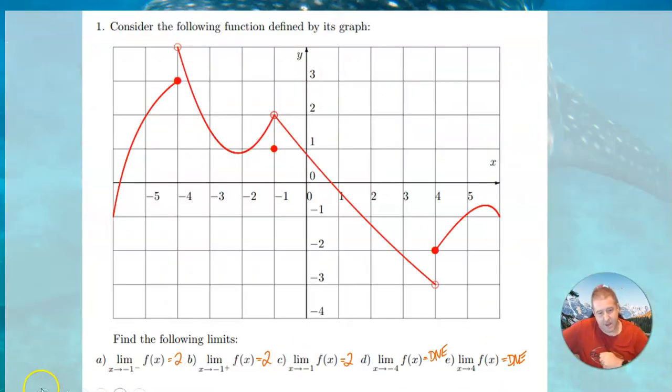All right, so like I said, if you check through my notes on Canvas, you're going to see lots of examples like this, with lots of different types of graphs, piecewise graphs mostly. And you can test yourself to see if you got the same answers as I did.